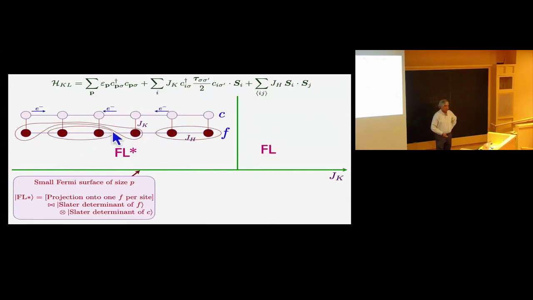And then at small JK, when these are coupled, you're violating the Lattice theorem. And you certainly do have a spin liquid that allows you to do that. And if you want to write down a wave function for this state, you just write down a free fermion wave function for C with volume P, and some Gutzwiller projected wave function for the Fs.